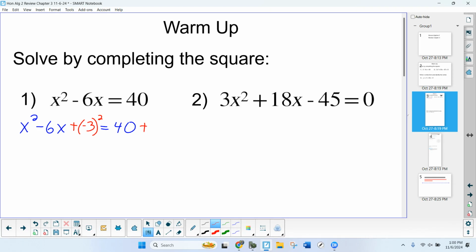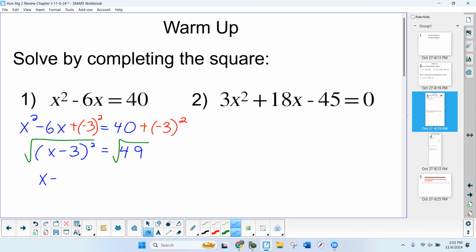-3 squared. Whatever we add to one side, we add to the other. So what does this side factor into? (x - 3) squared. And then this gives me 40 plus 9, which is, again, if you put that in your calculator, because you are calculator dependent, make sure you put -3 squared in parentheses. Now what do we do? Square root. When you take the square root, what do you make sure you put over here? Plus or minus. What's the square root of 49?